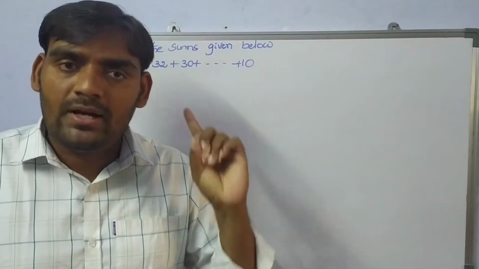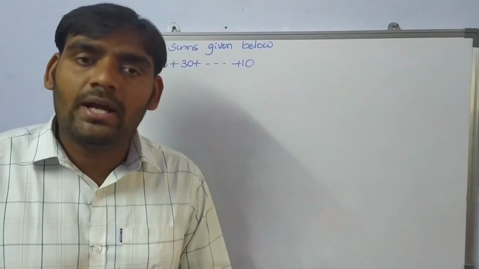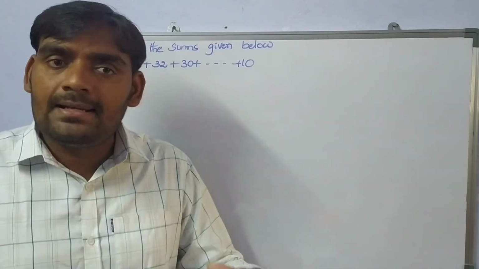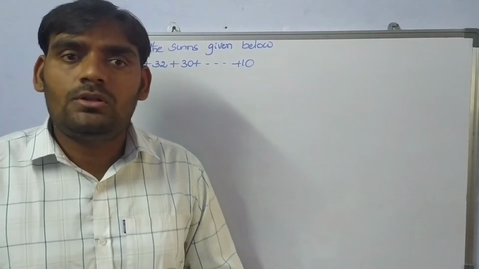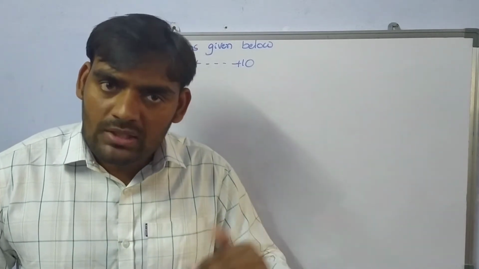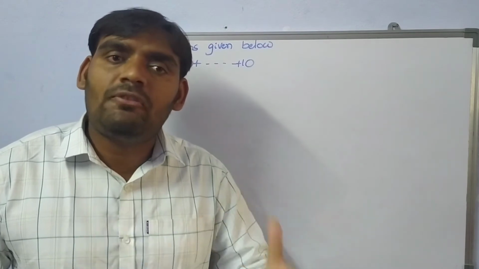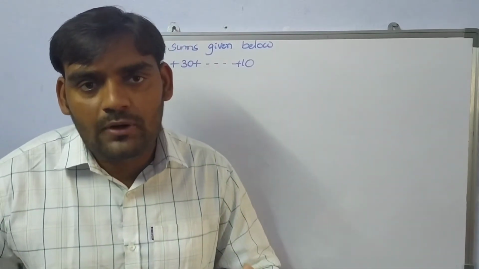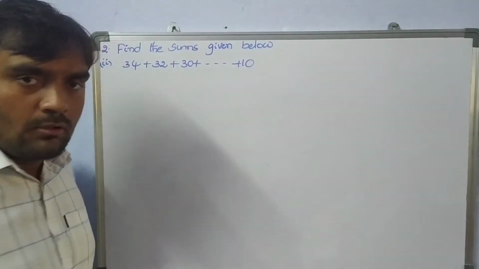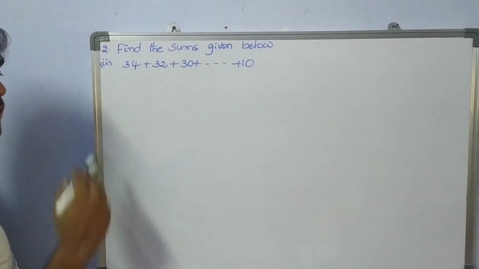First thing, we need to find the number of terms. How can we find the number of terms? By using the general term, that is an is equal to a plus n minus 1 into d. By using that formula, we need to find the number of terms. Once we find the number of terms, we can easily find the sum of the terms which are present in this problem.